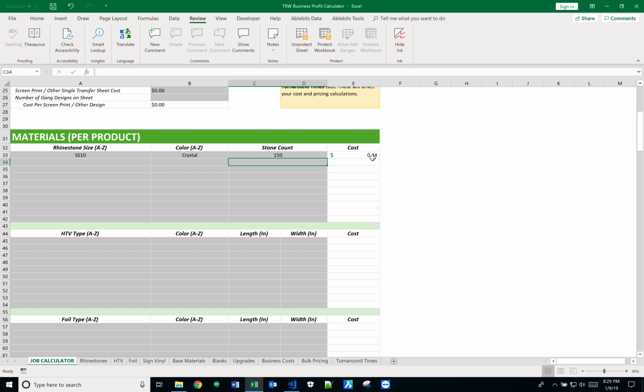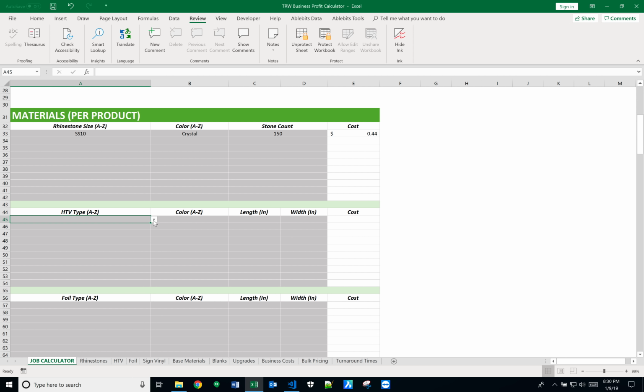In the other video, I'll show you how we arrive at this cost, 44 cents. But for now, we'll just keep moving on. Okay, next section, let's say that's all the stones. And now we want to add some HTV. So we're going to add some heat transfer vinyl here. So maybe let's do some glitter.